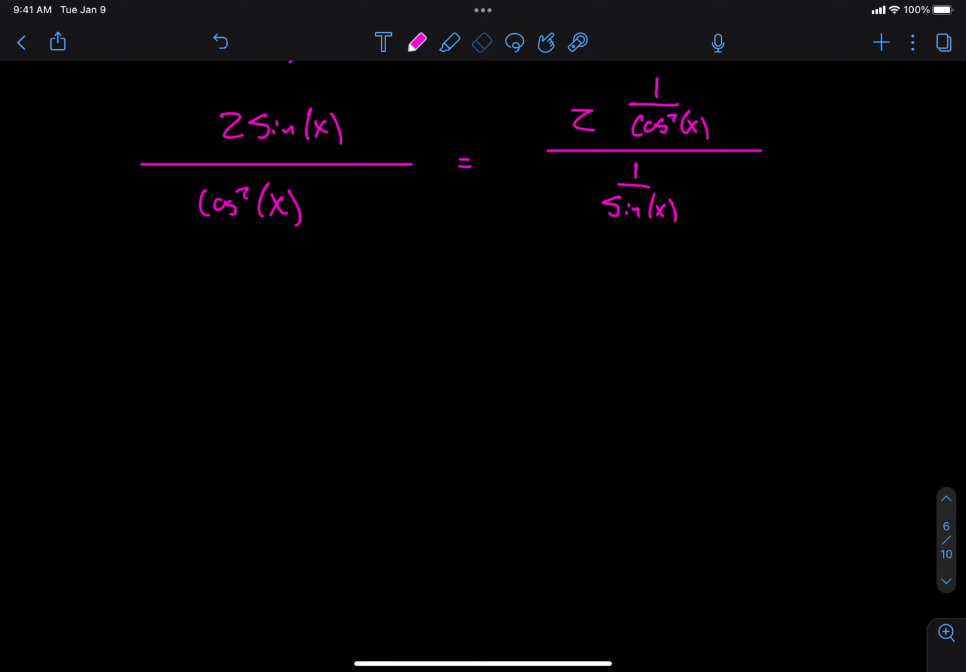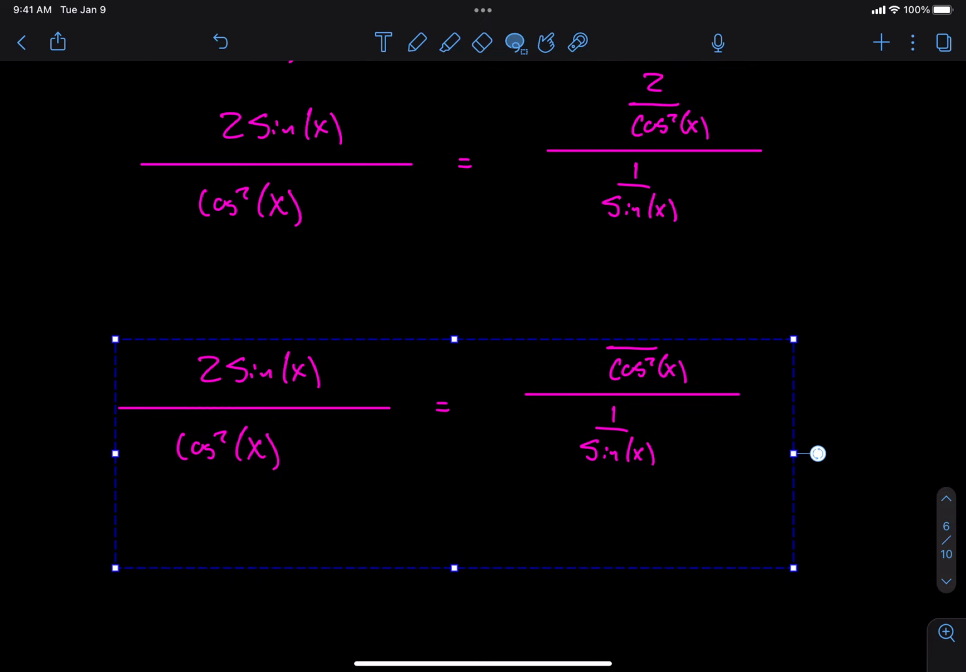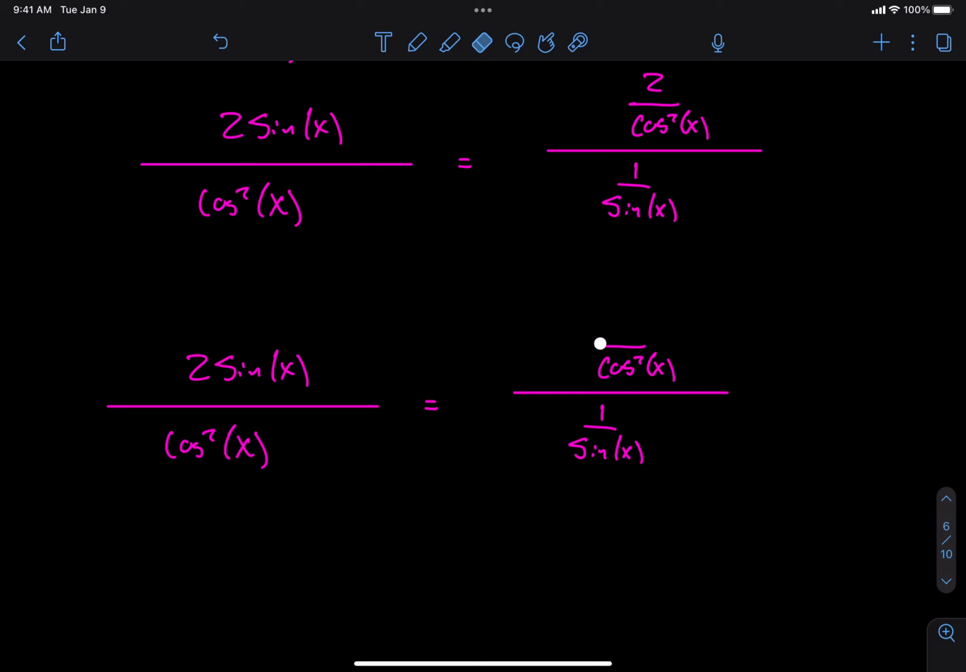Because I can rewrite the top as 2 over cosine squared of x. And if you divide by a fraction, that's the same as multiplying by the reciprocal, right? So at the end, I'm going to get 2 sine of x divided by cosine squared of x, right?